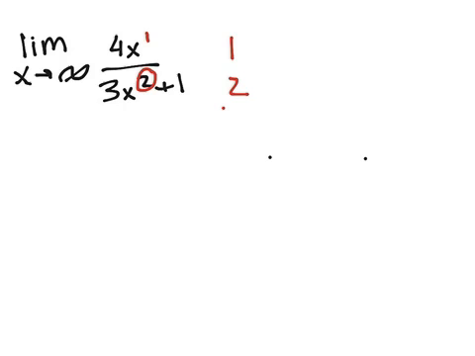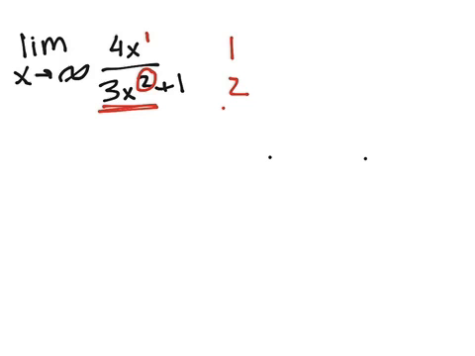So why is this? Because this 3x squared term is going to grow much faster than the 4x or the plus 1. So the plus 1 won't grow, but the 4x is not going to grow as fast as 3x squared. So because 3x squared is going to be growing faster, that means that this 3x squared term is going to be much bigger than the 4x term.